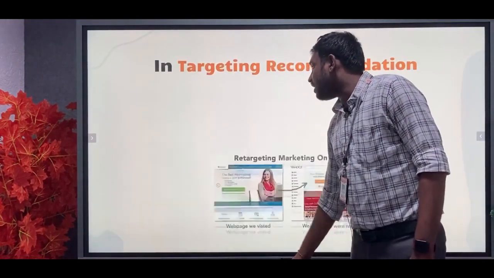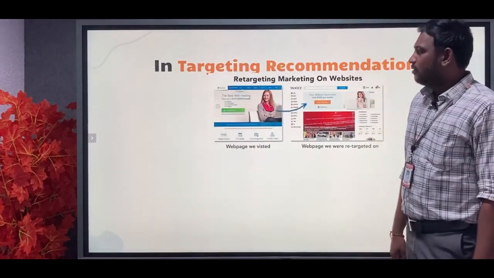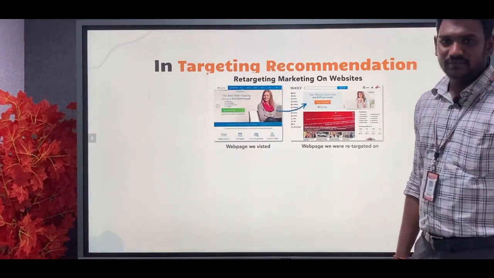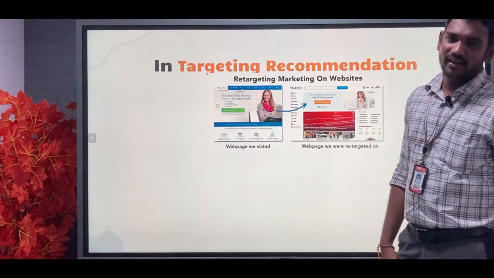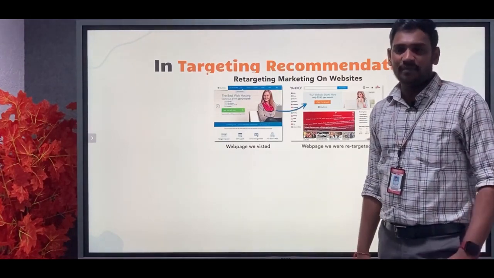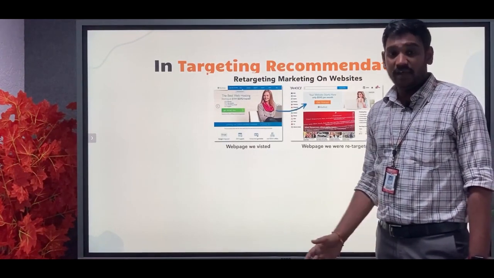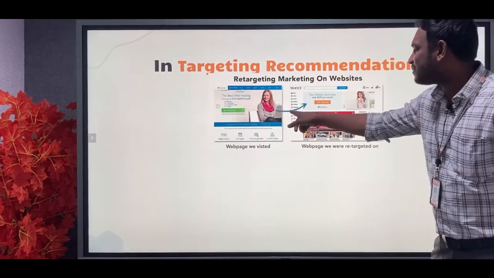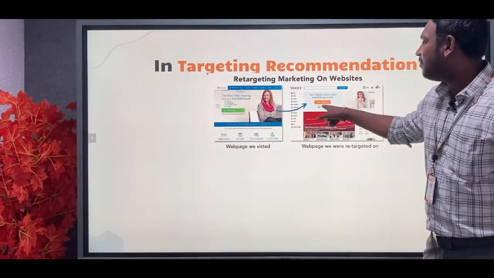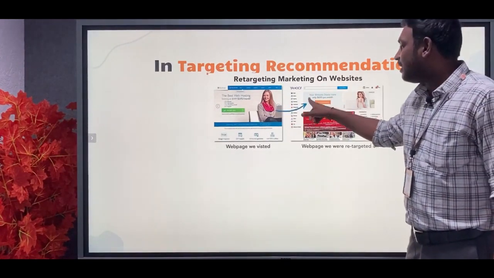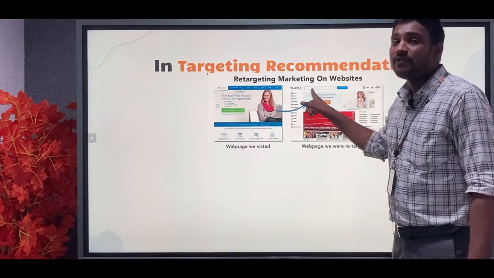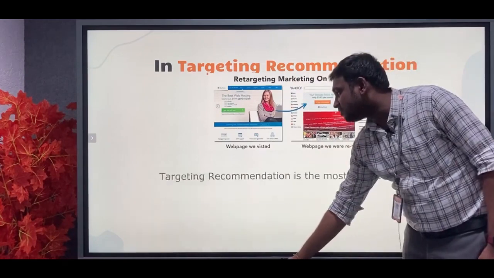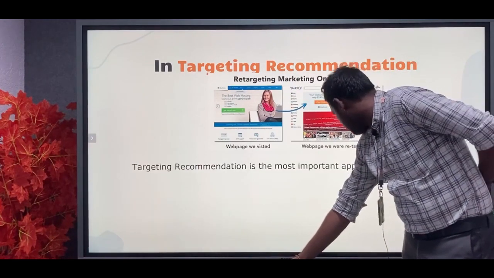Next, targeting recommendations. We are using so many websites. One day I thought to buy a mobile. What I did was search for that mobile on Google, and then I slept. I changed my mind and decided to buy offline now. But whenever you open a website, these websites tempt you to buy that mobile by suggesting it in the form of ads. This is nothing but targeting recommendations. Targeting recommendations is one of the most important applications of data science.